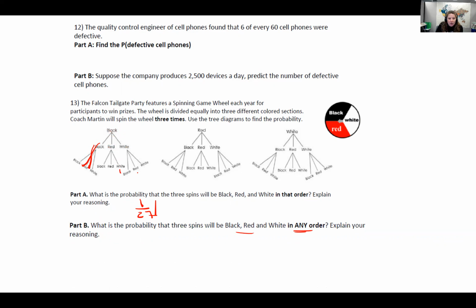Black, white, and red. There's 2. Red, black, and white. Not red and red. Nope. How about red, white, and black? And then it happens 2 more times over here. So 1, 2, 3, 4, 5, 6 out of 27. We could divide both of those numbers by 3, and we get 2 over 9, 2/9, or 22%, because 2 divided by 9 is 0.2222.